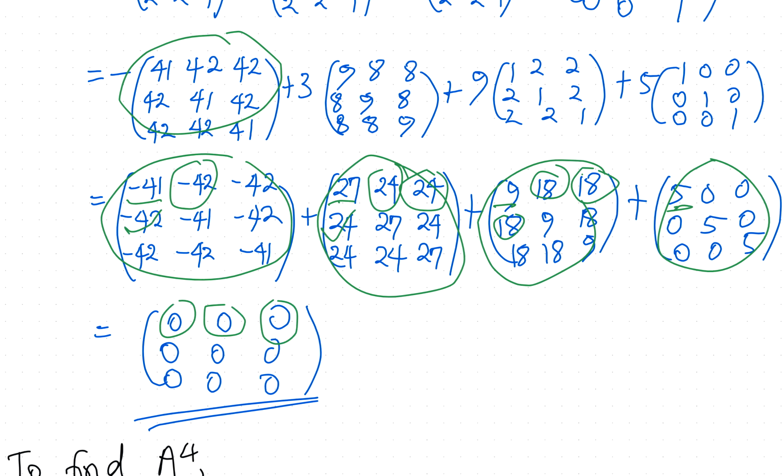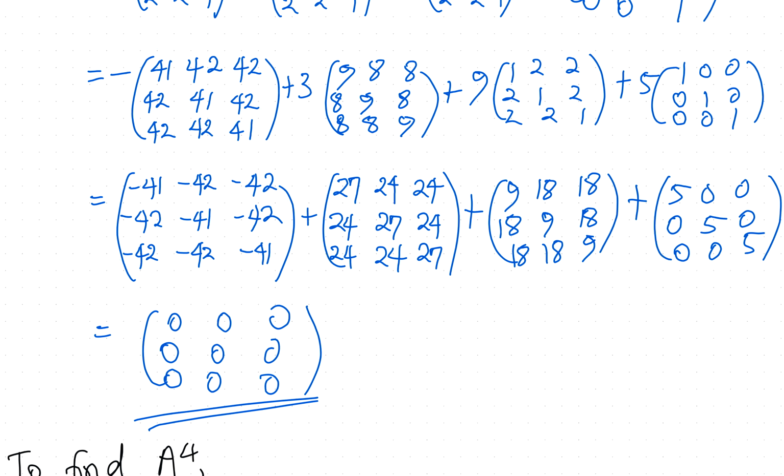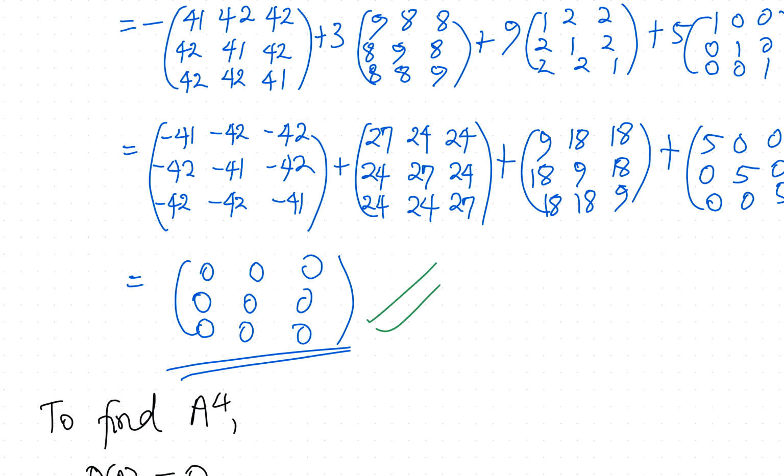That means that this 3 by 3 matrix again satisfies the Cayley-Hamilton theorem. Okay, now that that is settled, then you want to find A raised to power 4.